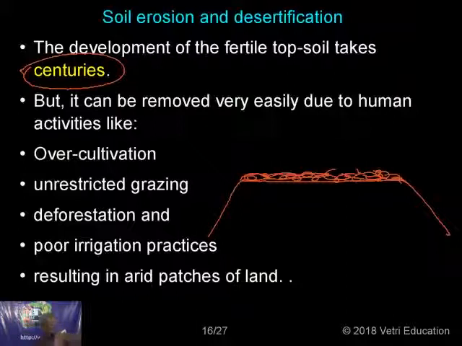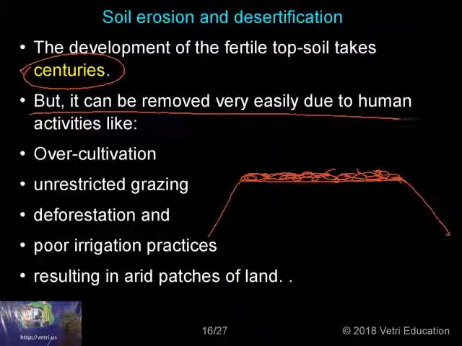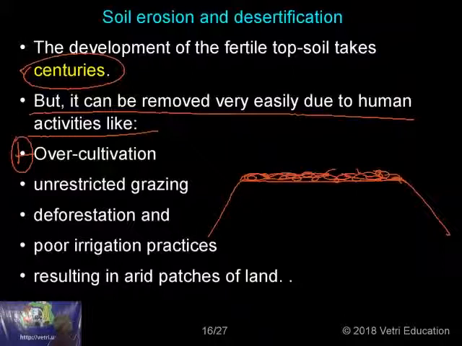It is by the fragmentation of the mountains and rocks. It takes place in its own way in nature. The soil formation is another beautiful topic in biology, how the soil is formed in nature. So it takes a long time for the soil to be produced on the face of this earth. But that soil, because of human activity, we are damaging. See, it can be removed very easily due to human activities like over cultivation.